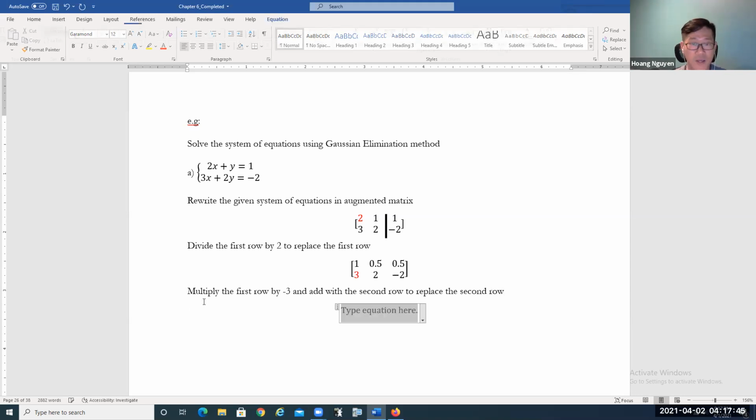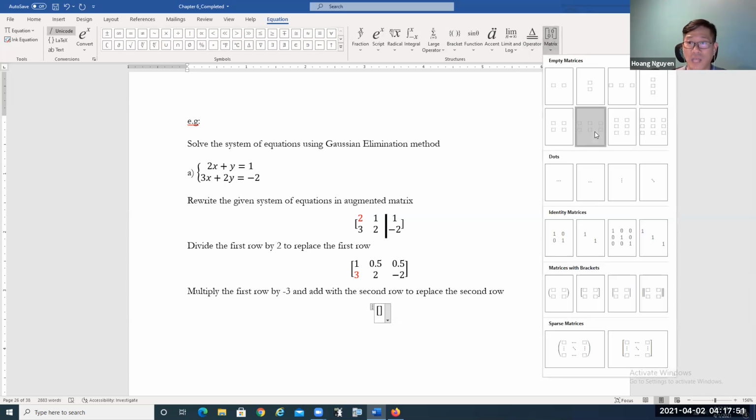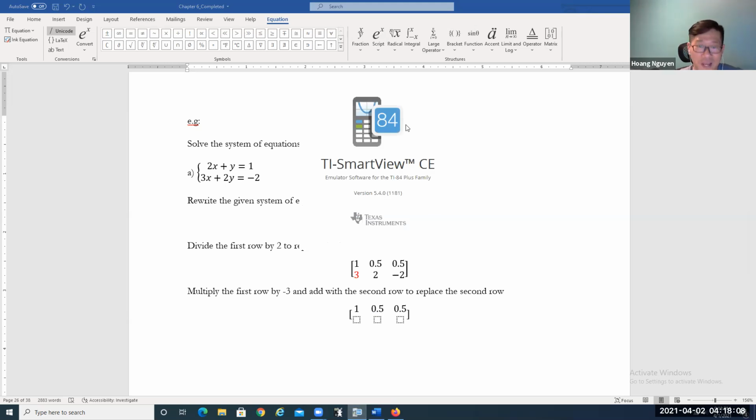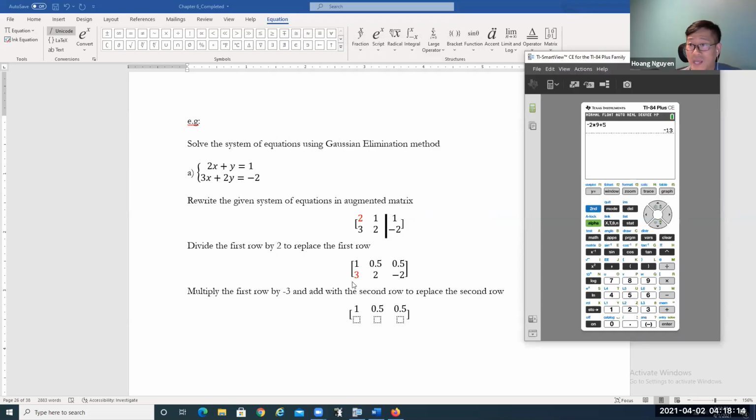So I should indicate which row will be replaced so you know what happened, right? So for the first row, I'm not going to modify anything. I will keep it the same. So 1, 0.5, and 0.5. Now let's do the calculation. You might use a calculator to make sure that you get the answer more accurately, right? So we're going to multiply the first row by -3 and then add with the second row.